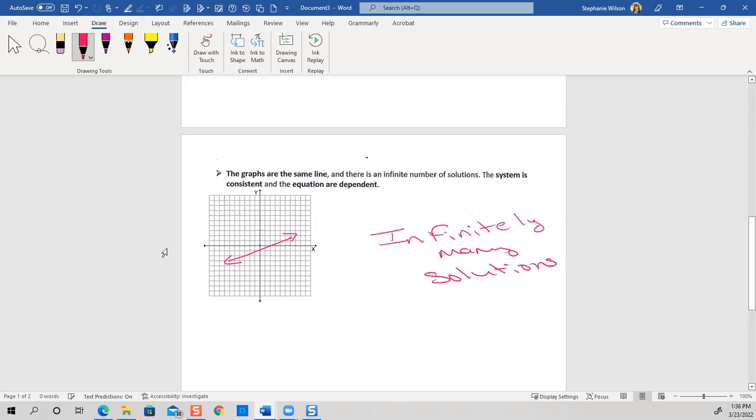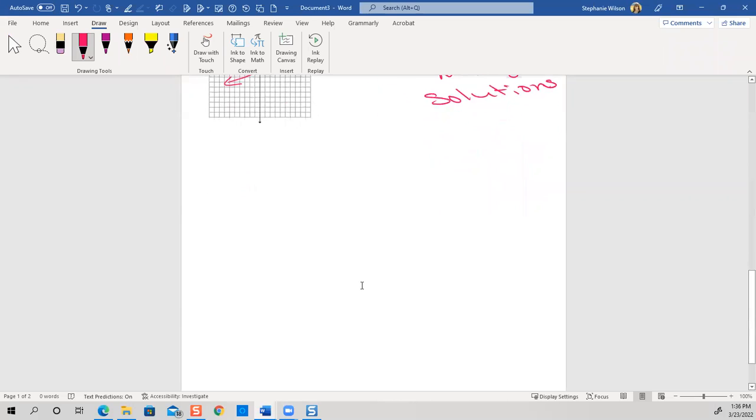Okay, so now let's talk about substitution method. I'm going to put an example right here. We're going to solve using substitution method. So let's use 3x plus 2y is equal to 11 and negative x plus y is equal to 3. So whenever we talk about substitution, that means we're going to solve one of these equations for x or y and then turn around and plug it into the other one.